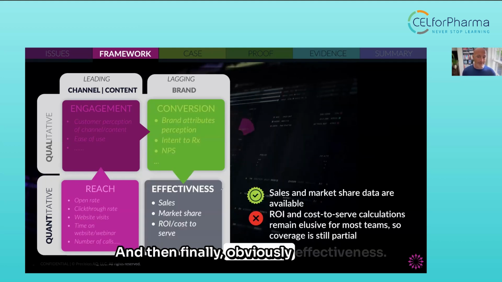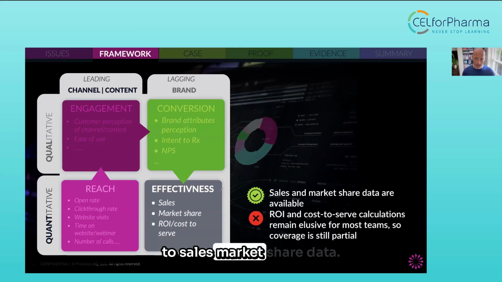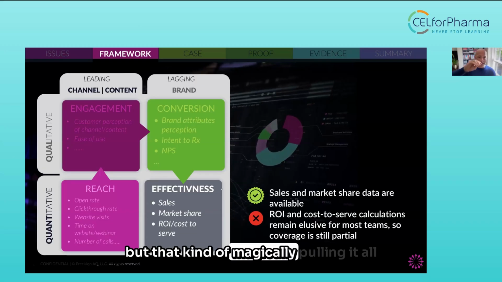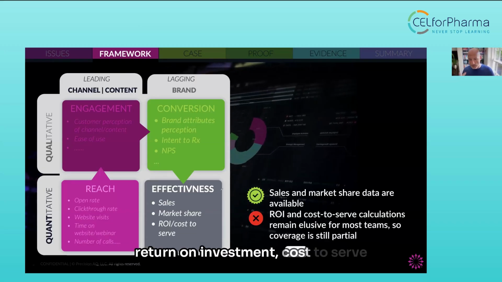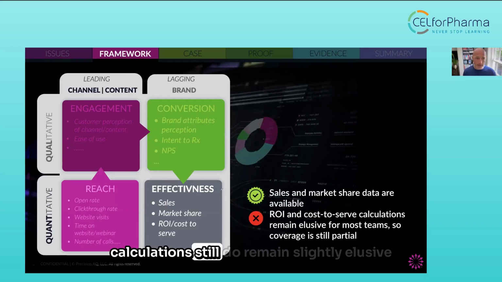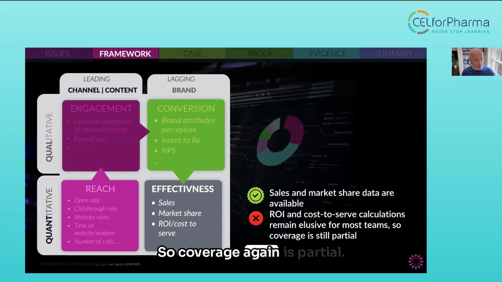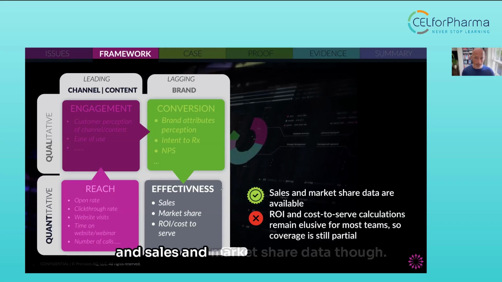And then finally, obviously, effectiveness. Yes, a lot of pharma has access to sales and market share data, but magically pulling it all together, where that red thread is, the return on investment and cost to serve calculations, still remain slightly elusive for a majority of teams. So coverage, again, is partial. You can make some conclusions around sales and market share data, though.